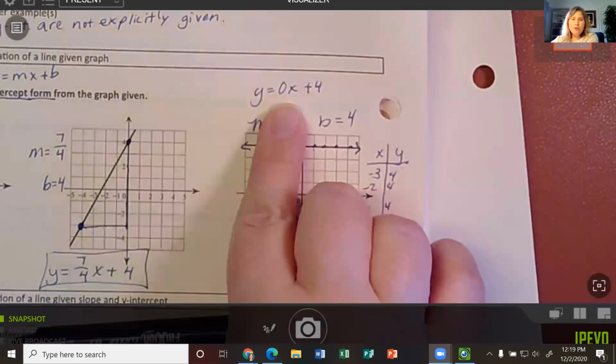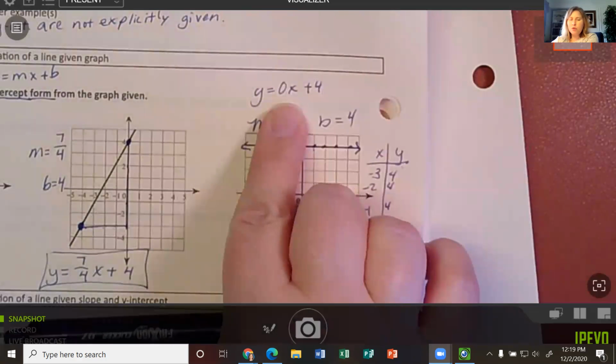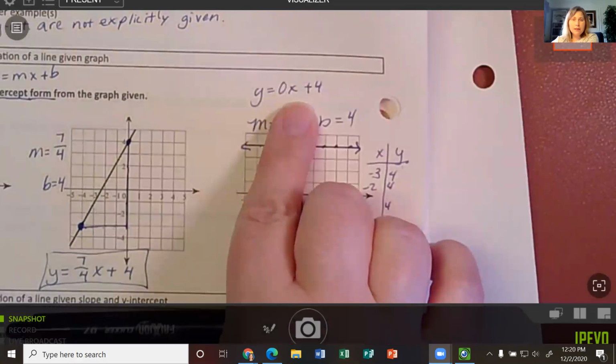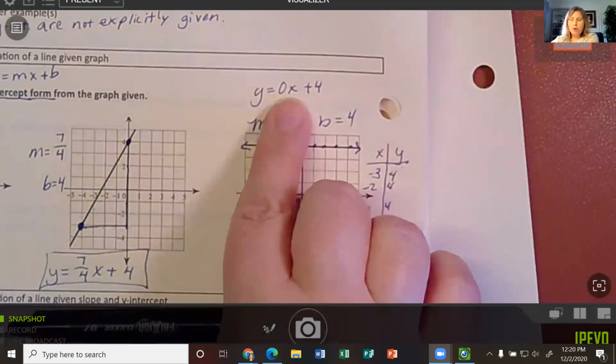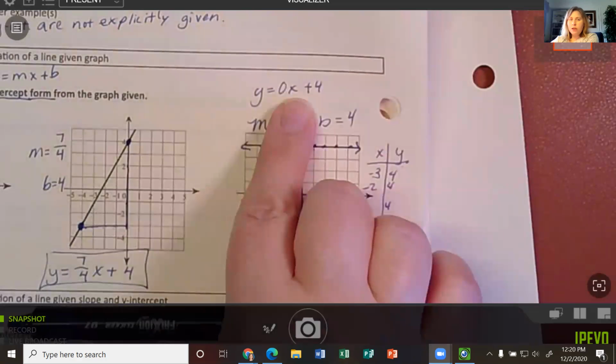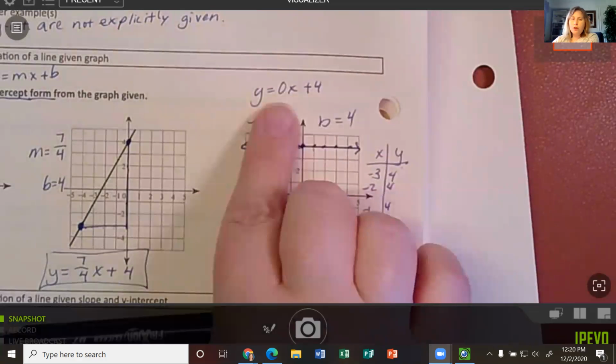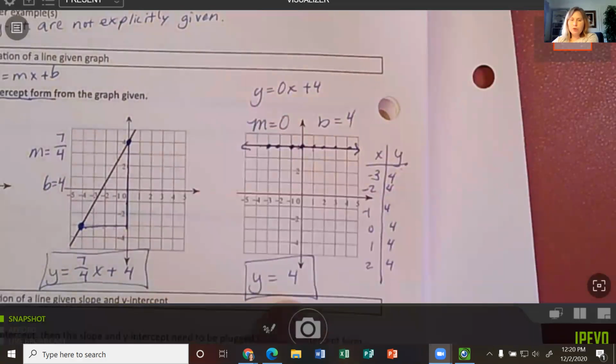Okay, we don't want to have 0x. 0 times x is going to be 0. It doesn't matter what x is. 0 times anything is 0. So when we simplify this equation, it is just y equals 4. So the equation of that line is y equals 4.